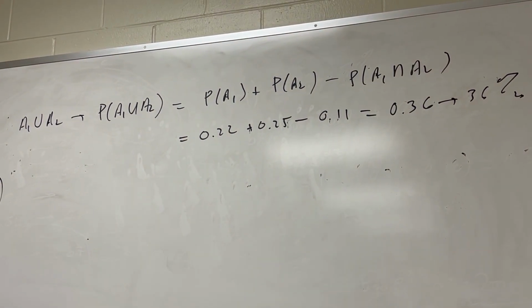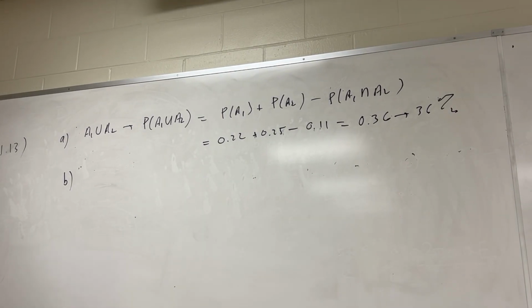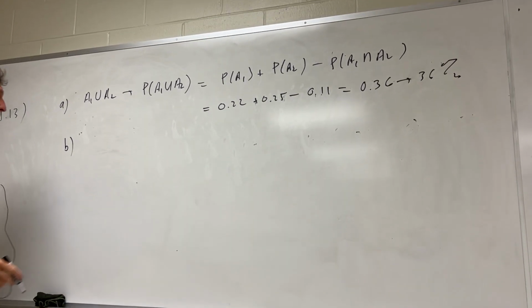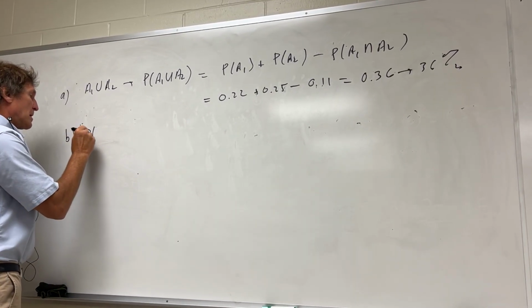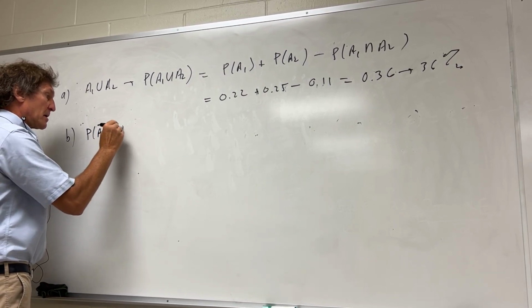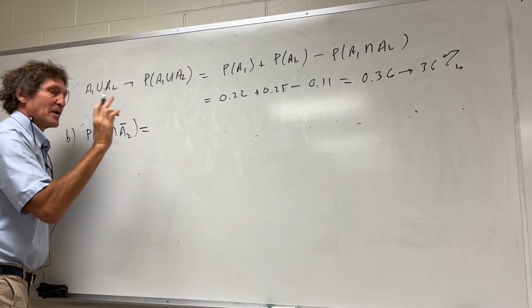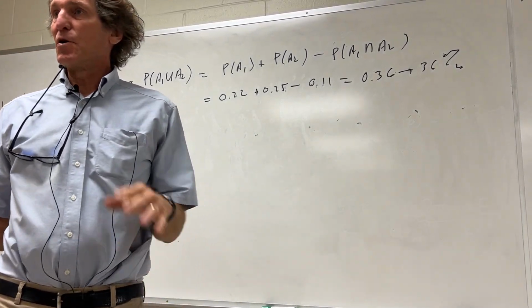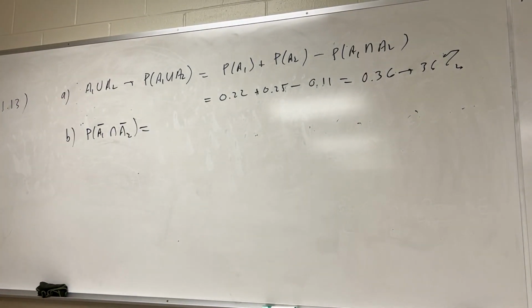B, go ahead. I had him before, that's the reason I'm calling. A1 not intersects A2 not. All right, this is a good one. Now, I want you to think about this. We're looking at everything that is not A1 and A2. You all follow me, class? Everything that is not A1 or A2.